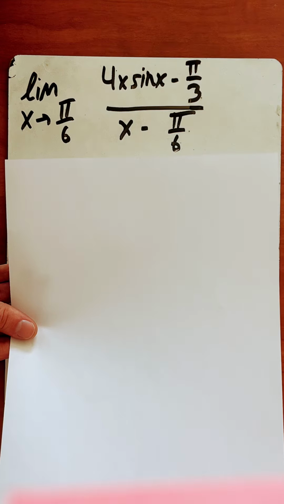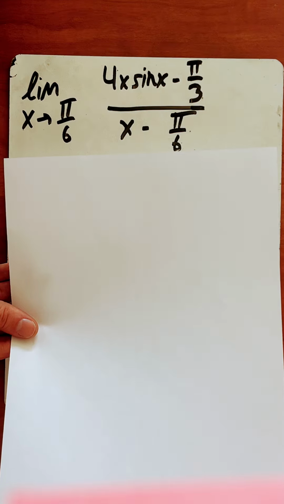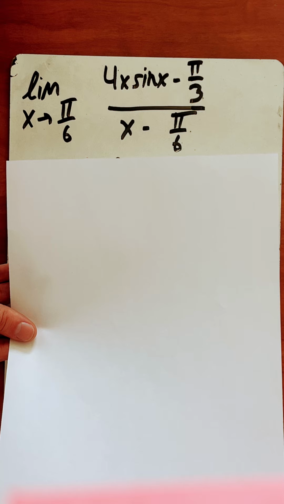Let's try and solve this interesting looking limit here. So we're tasked with evaluating the limit as x approaches pi over 6 of (4x sine x minus pi over 3) all over (x minus pi over 6).